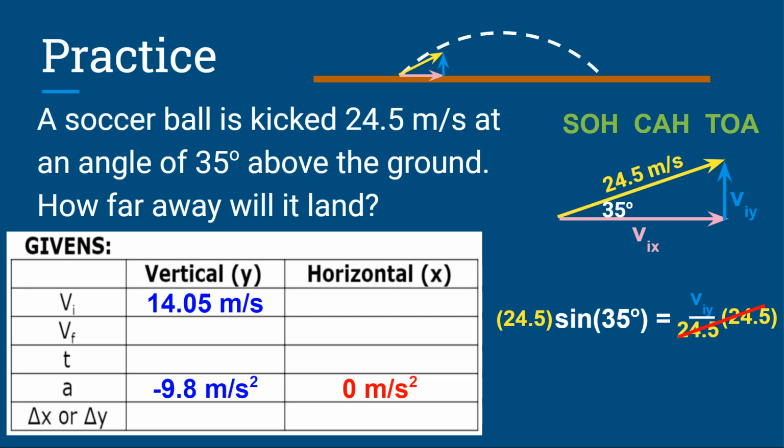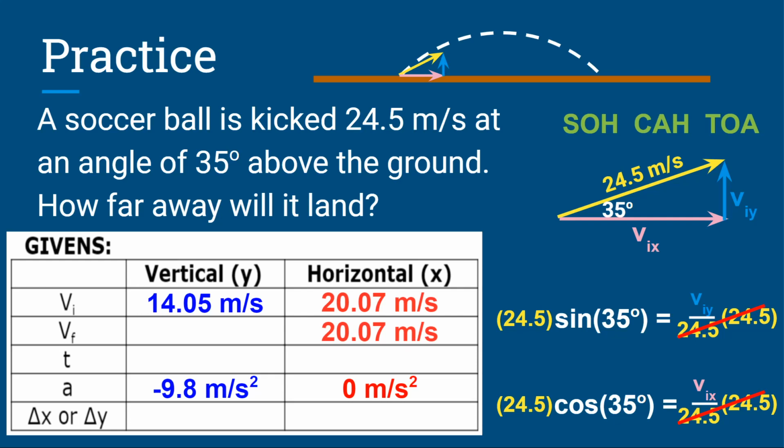That's my vertical component. I'm going to do the same thing to find the horizontal, but my horizontal component right here, this pink one, is adjacent to my angle. I have a hypotenuse and an adjacent side. I'm going to use CA, or cosine, the CA of SOHCAHTOA. Cosine of 35 degrees equals my adjacent side, VIX, over 24.5. Again, we're going to multiply both sides by 24.5. That cancels, and in my calculator, if I type 24.5 times cosine of 35, I get 20.07. You'll notice that I filled it in for both the initial and final because horizontally it doesn't change. It's the same number the whole time.